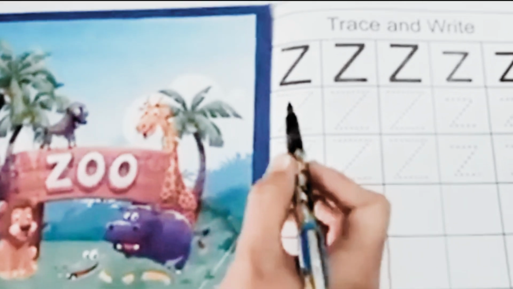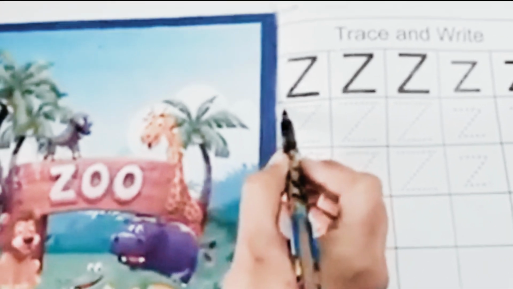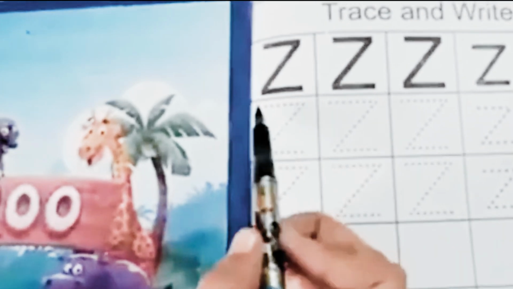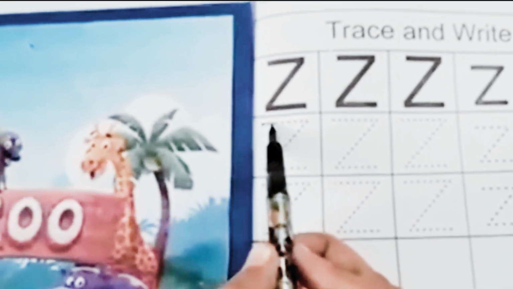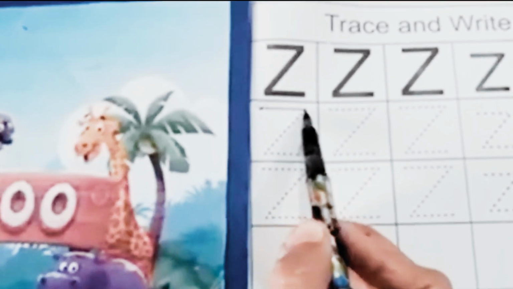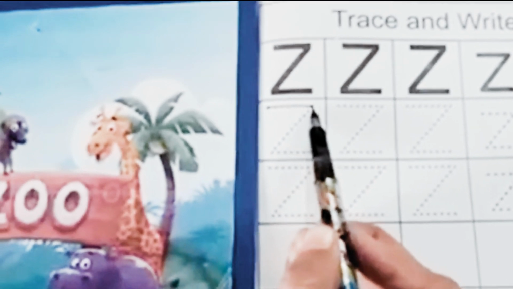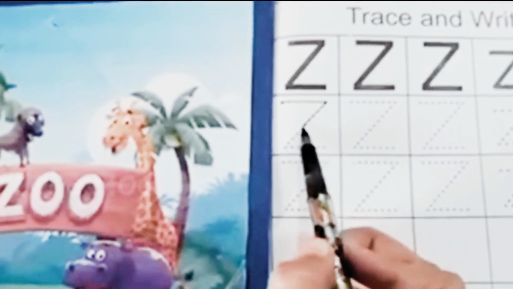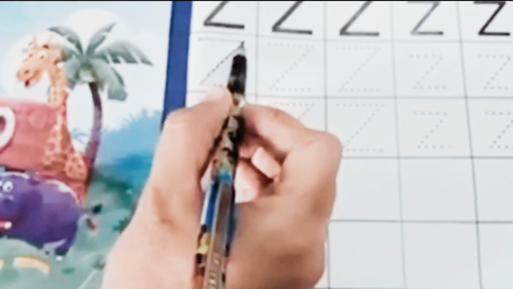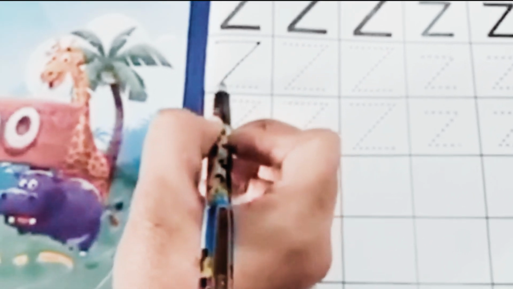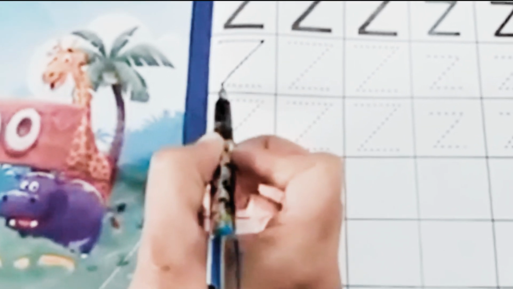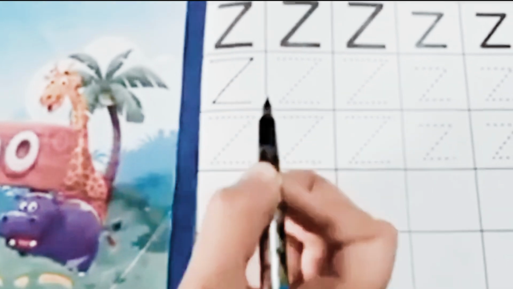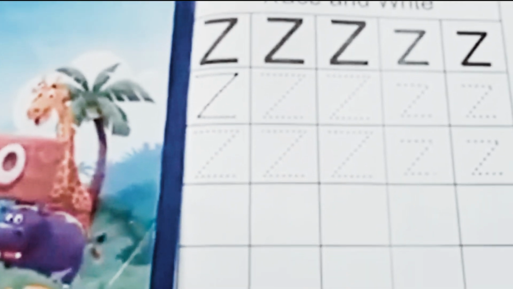Students, now first of all, make a capital Z. For making a capital Z, start from the top and make a slanting line towards the right. And then make a slanting line down. Well done. Make a slanting line down. Now again, draw a slanting line towards the right. Well done, students. This is capital Z.